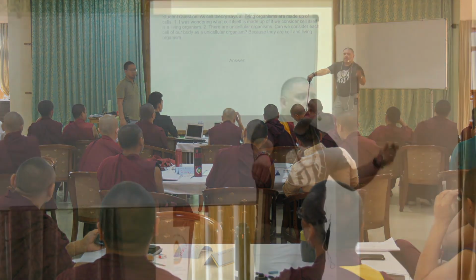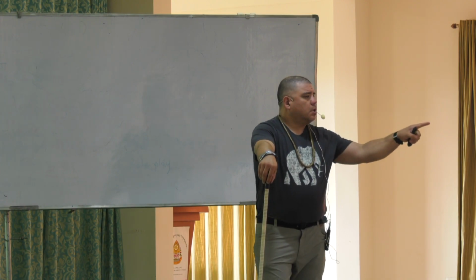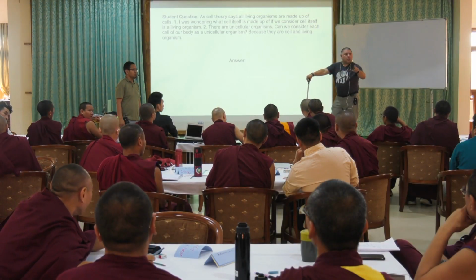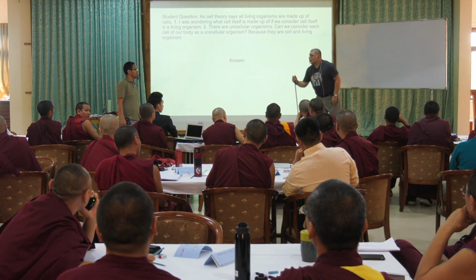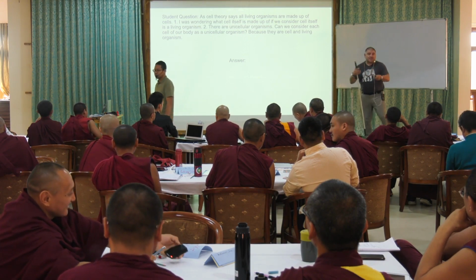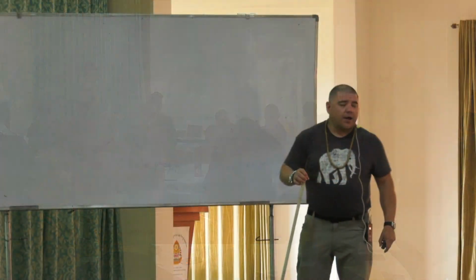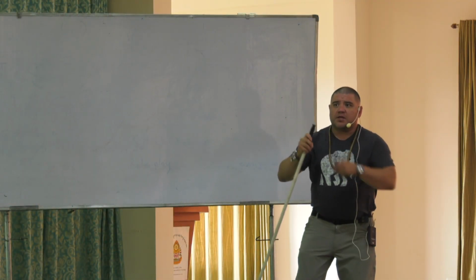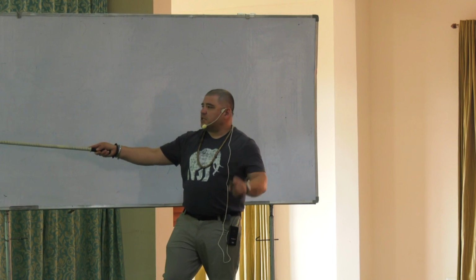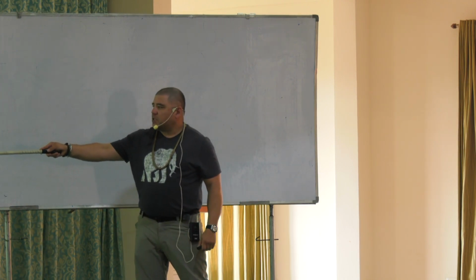Maybe one more person. So we have growth. Functional activity. Reproduction. Functional activity. Yes. Functional. Being able to do some type of process. And that, my friends, is exactly the answer that I provide for you. Okay? So as I write, if you could please translate. So science defines cells as living because they perform processes of respiration, right? Reproduction, metabolism, and evolution.